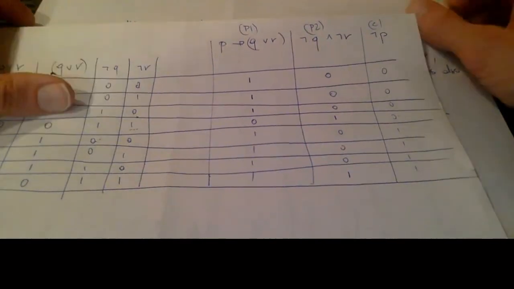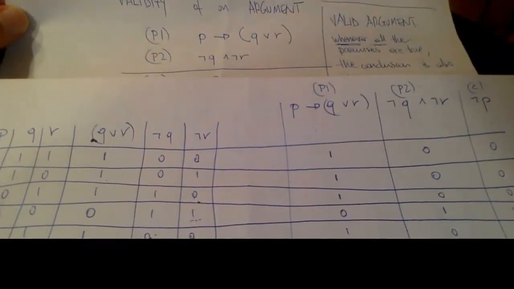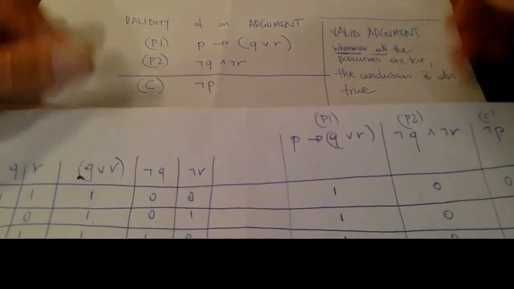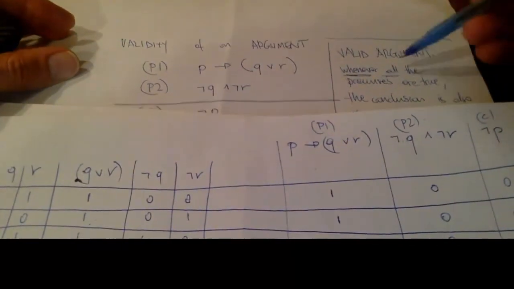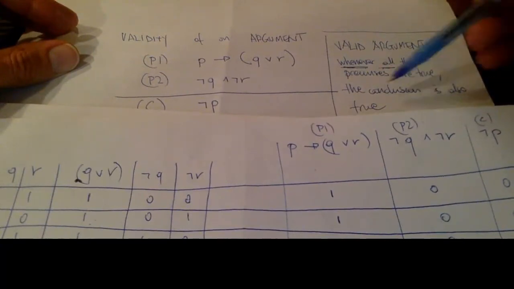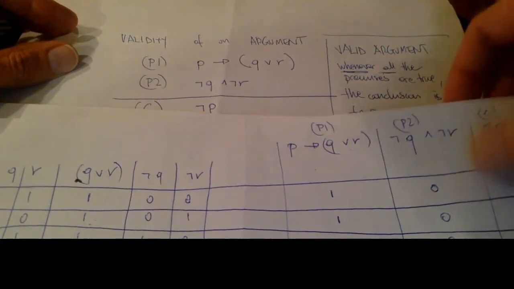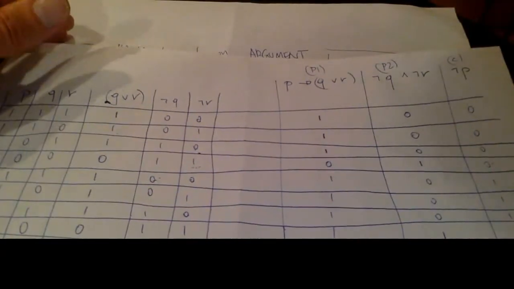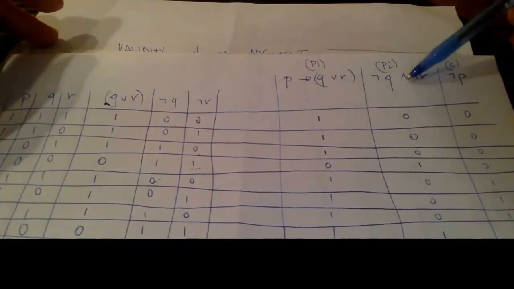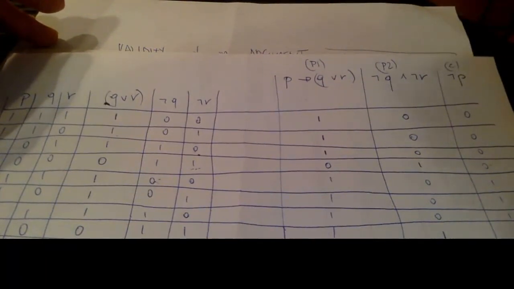Okay. Now we are finally able to go back to our definition of a valid argument. If you remember, a valid argument is an argument such that whenever all the premises are true, the conclusion is also true. So that's our definition of a valid argument. Now we need to check whether our argument here with these two premises and the conclusion satisfies that definition.